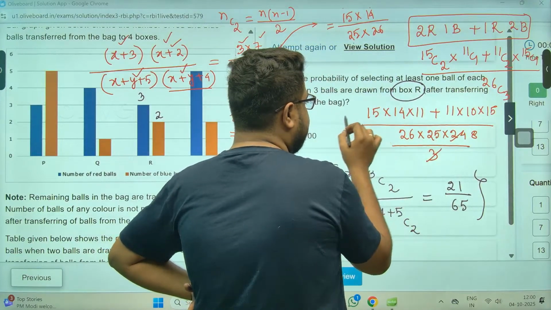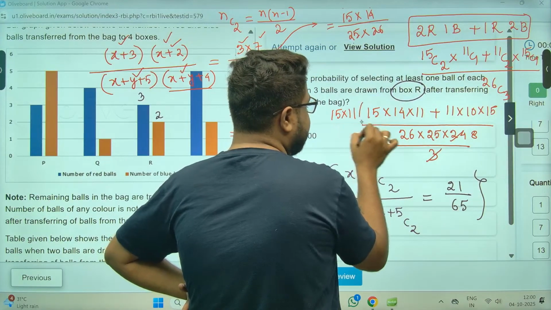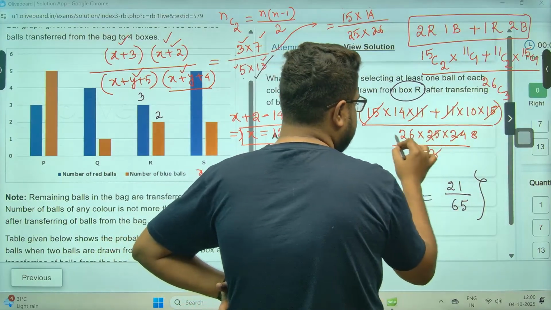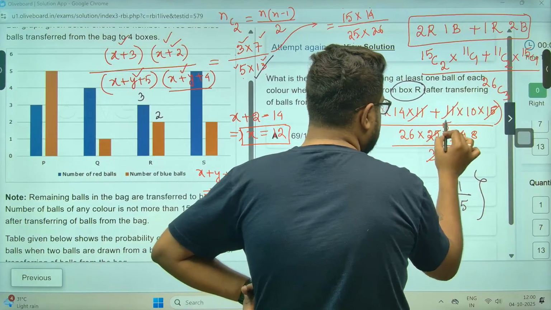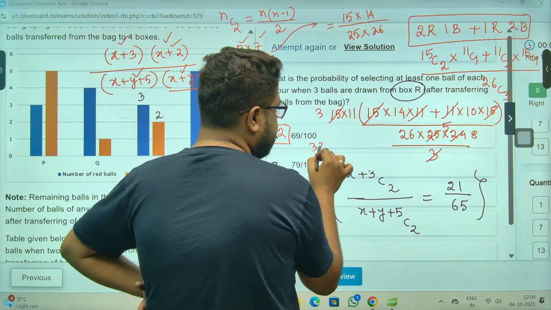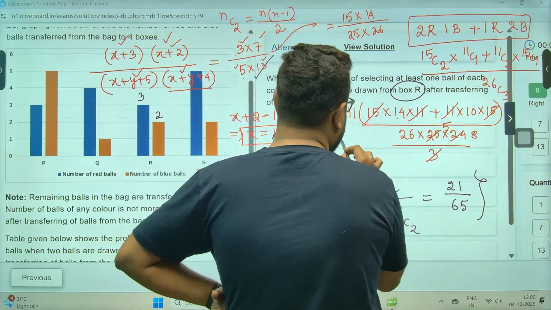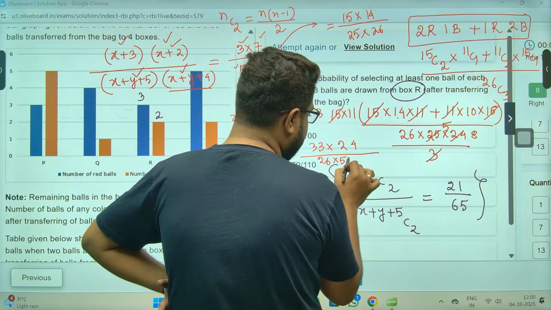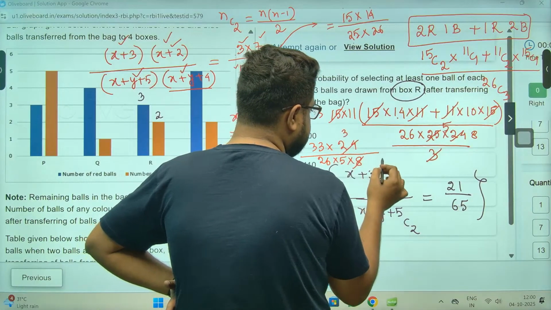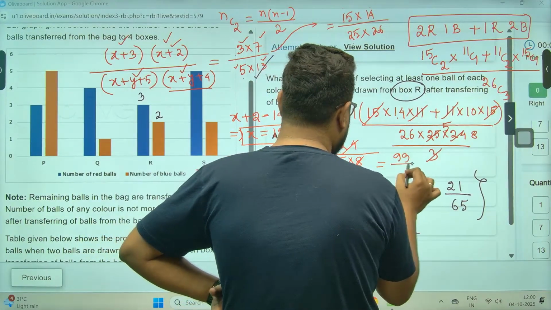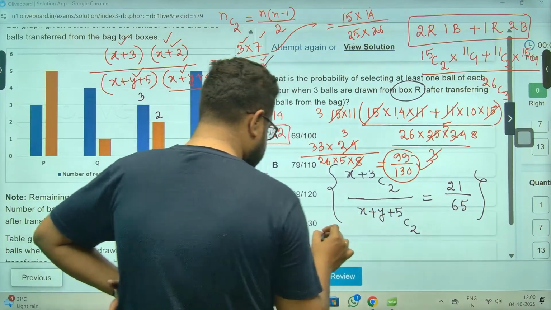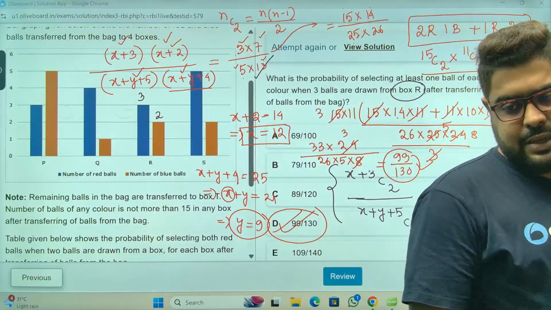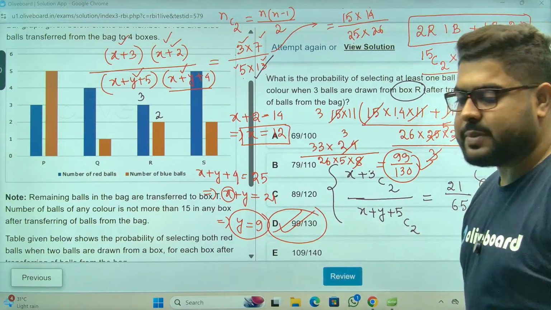Sir, 15, 11. So 15 into 11, I'm taking common. So 5 3s, 5 5s. So this is 333 into, sir, this is 24, by, sir, 26 into 5 into 8. So 8 3s. 99, this is 130. Is it something like this, sir? Yes, sir. Option D is the answer. 99 by 130. Sir, you see, option D is my correct answer.